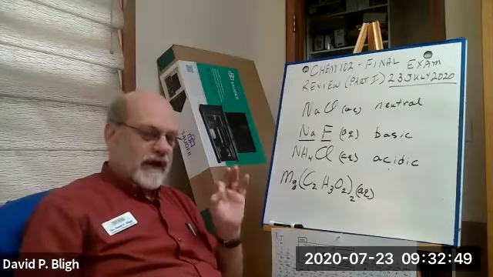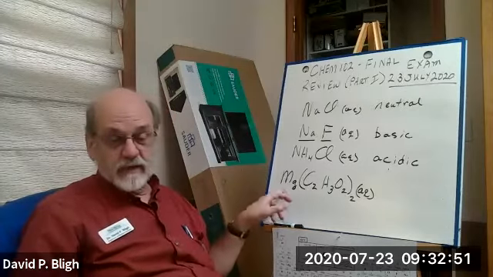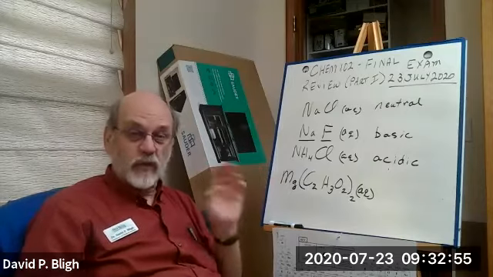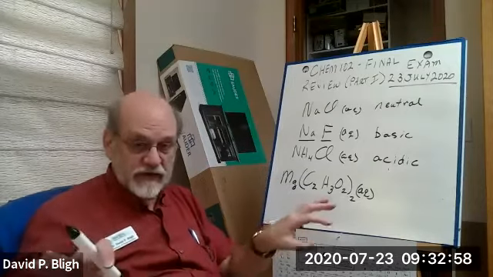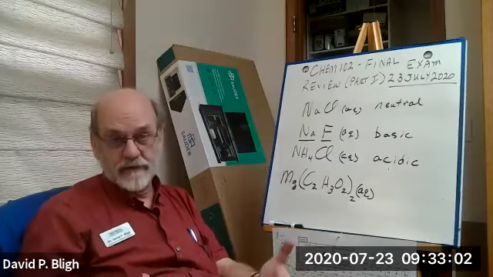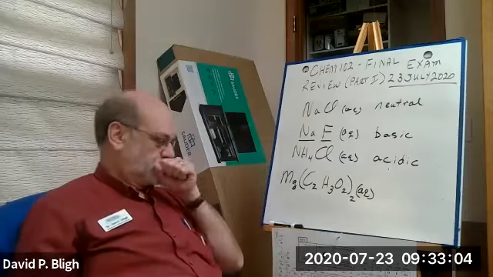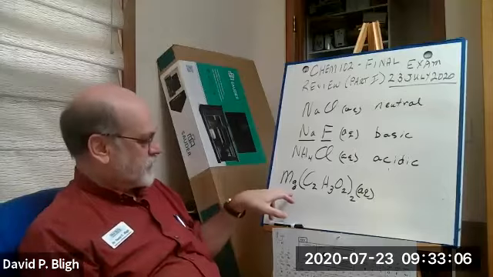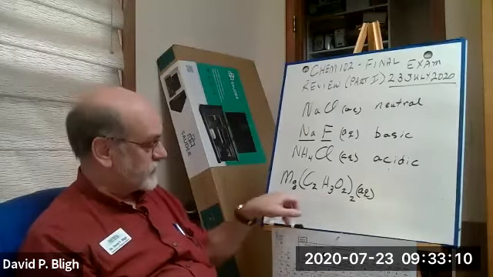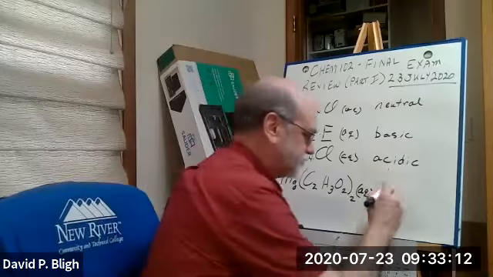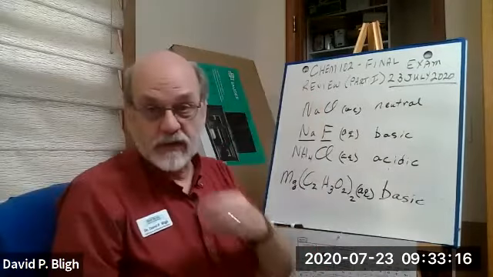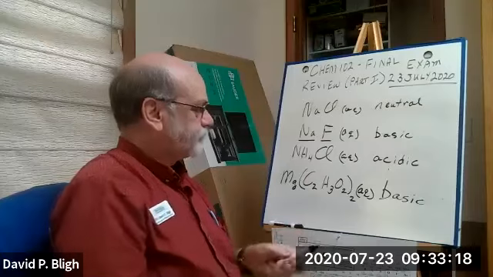So that small amount that goes into solution for magnesium hydroxide is a strong base, which means when it goes into solution, it completely dissociates, which is the definition of a strong acid or a strong base. Complete dissociation. So when this salt goes into solution, weak acid, strong base, you get a basic solution. All right.